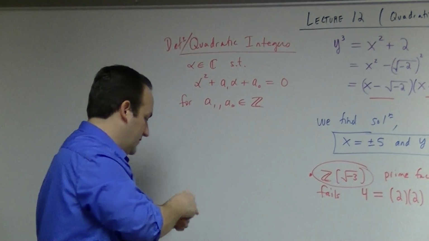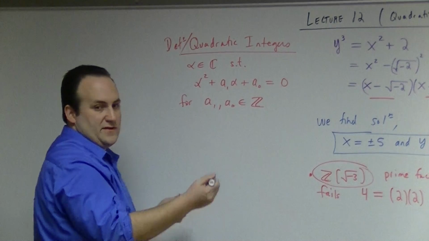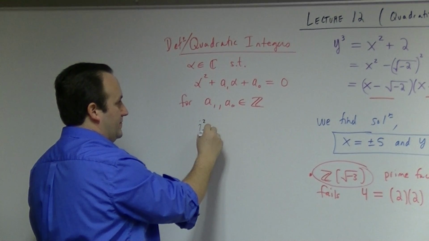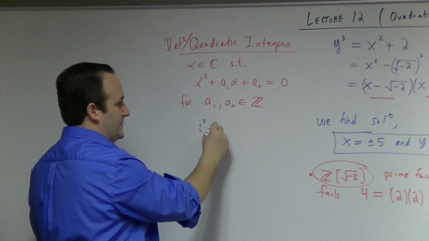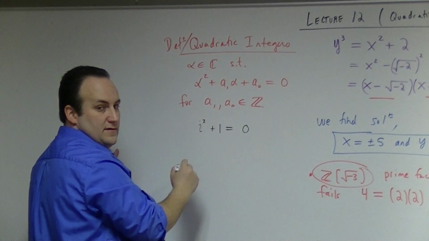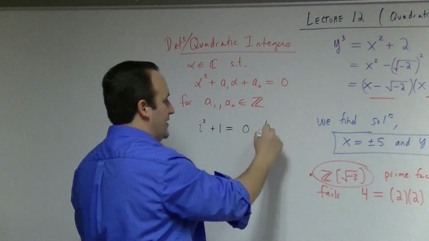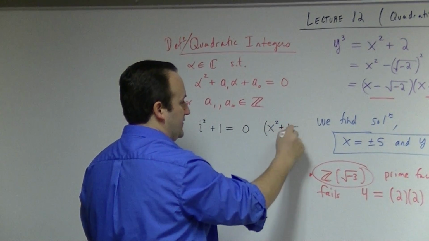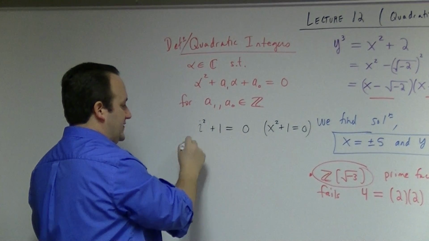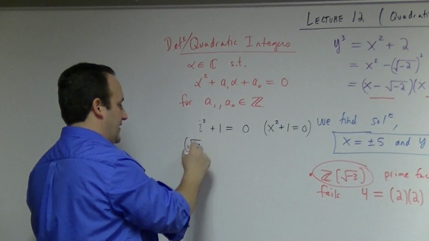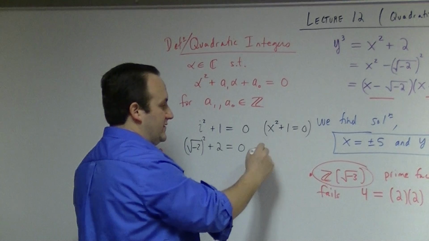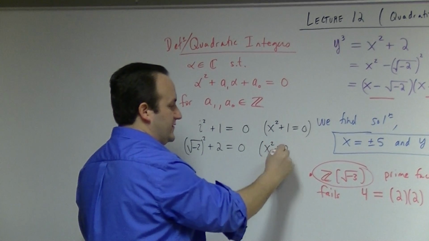So for example, Gaussian integers are quadratic integers because i squared plus 1 is equal to 0, right? In other words, it solves the monic polynomial equation x squared plus 1 equals 0. Square root of minus 2, what is that? That solves this equation, x squared plus 2 equals 0, right? So it's a solution to the monic polynomial equation x squared plus 2 equals 0.